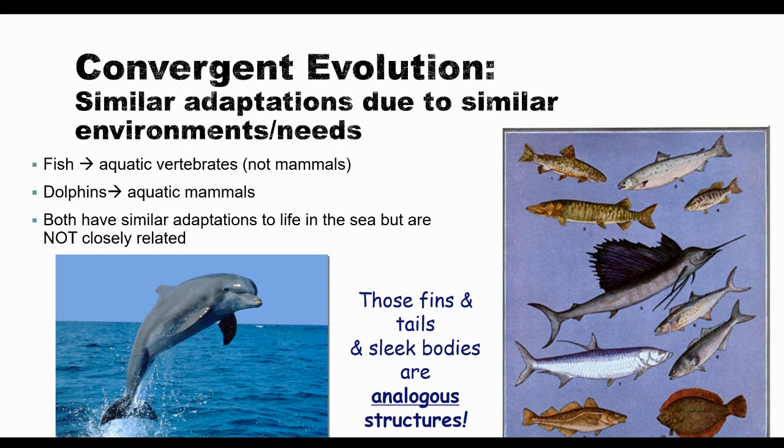But the fins and the tails, the sleek bodies, these are called analogous structures because those structures are adaptations because they live in the same environment. So this is one example of the pressure of the environment actually causing this natural selection and therefore evolution over time.